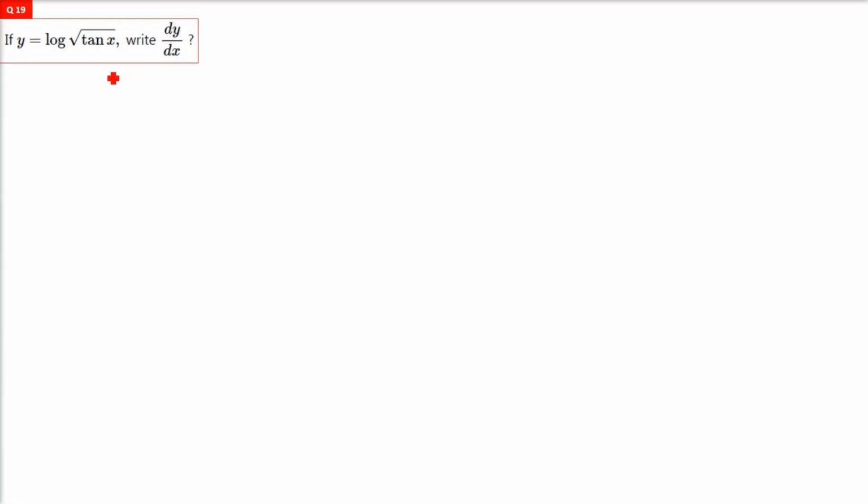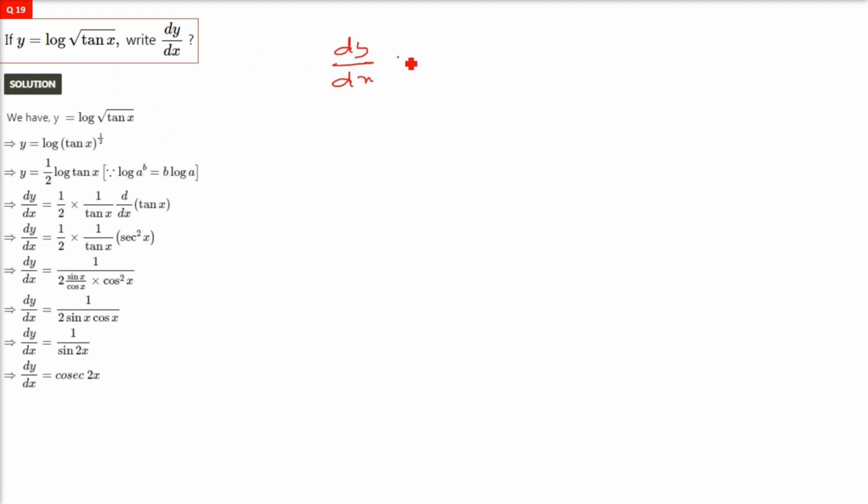So y is given as log under root 10x. We have to write dy by dx. So dy by dx is simple because, see, log of anything with the power will come in front. So log under root 10x can be written as 10x to the power half. So root x is actually x to the power half like this. So half will come in front. It will be half log 10x.